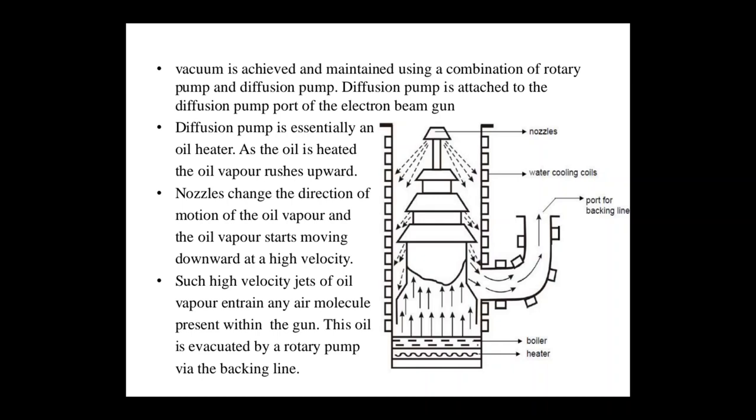As oil is heated, the oil vapor rushes upward. The nozzle changes the direction of the motion of the oil vapor, and the oil vapor starts moving downward at high velocity. Such high velocity jets of the oil vapor entrain any air molecules present within the gun. This oil is evacuated by a rotary pump via the backing line.